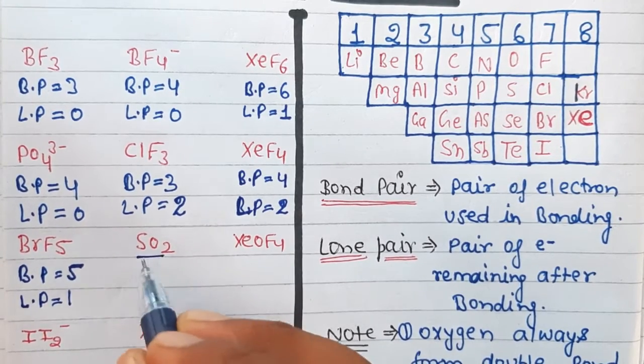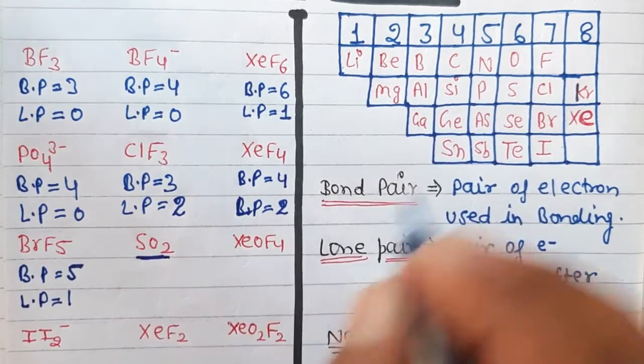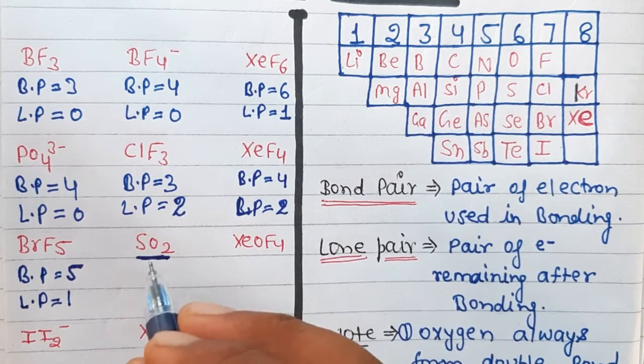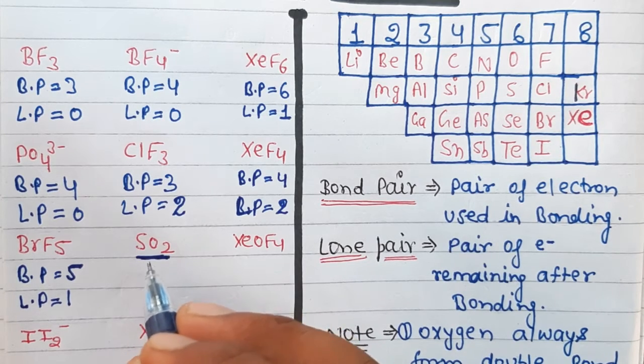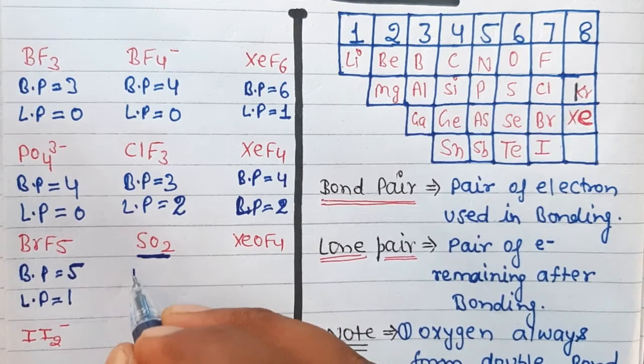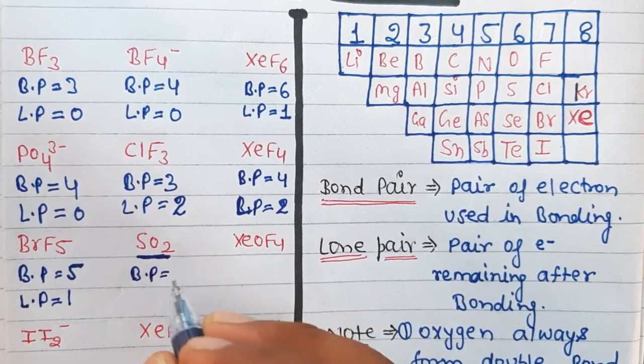Now let's talk about this example. Sulfur has 6 valence electrons and it uses 4 electrons with this oxygen to form bonds, because one oxygen atom forms a double bond, right? So the bond pair is what? Bond pair is 2.